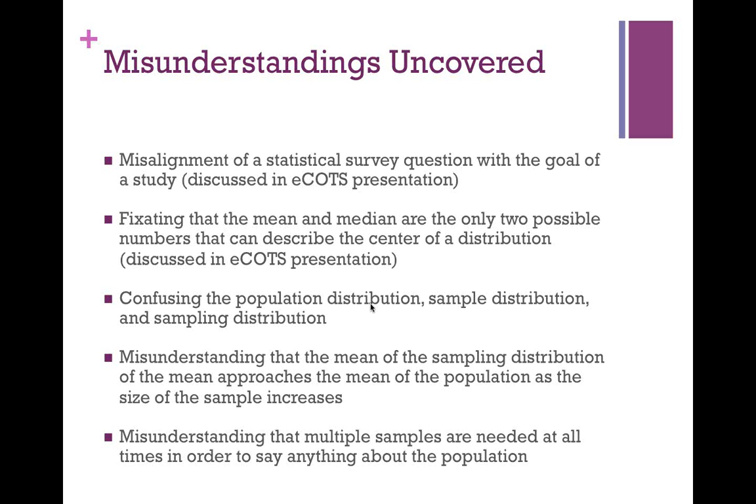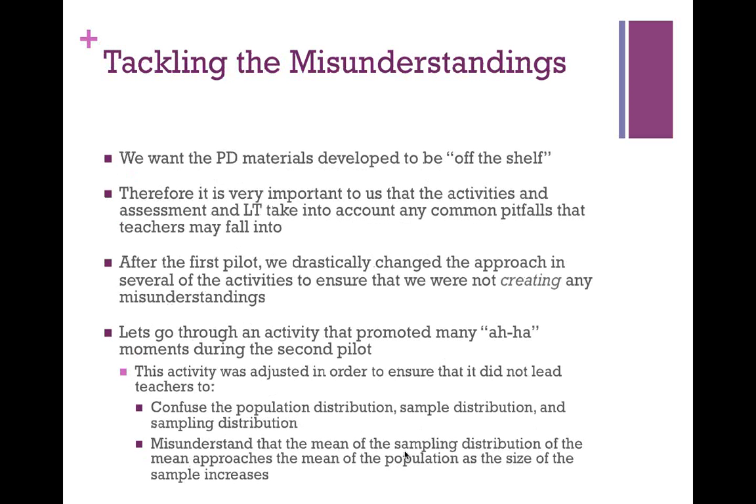And the last one is misunderstanding that multiple samples are needed at all times in order to say anything about a population. This is a particularly interesting one to me, as I think there's been several studies even discussing this at the undergraduate level, that this is something that we deal with all the time as a misunderstanding. And also, I believe Nathan Tintola and Beth Chance actually mentioned this in their ECOTS workshop as a concern also for doing the simulation-based methods: will this actually perpetuate this misunderstanding? So I think this is a particularly important one to discuss.